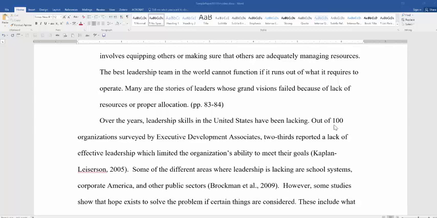So in this case, out of 100 organizations, APA really doesn't use fractions that much. They instead will use words. So this is two-thirds reported a lack. And then we have a hyphenated last name for the author and the year. Because this is not a direct quote, you don't have to provide the page number, even if it is statistics. Even when you're citing statistics, you no longer have to provide the page number. That was a big change in the 6th edition published in 2010.